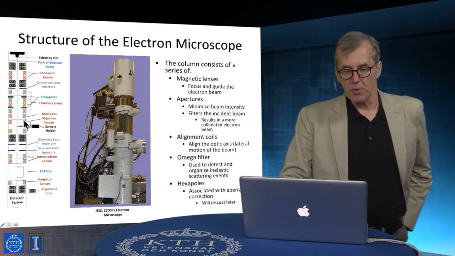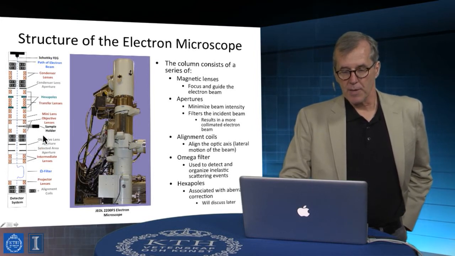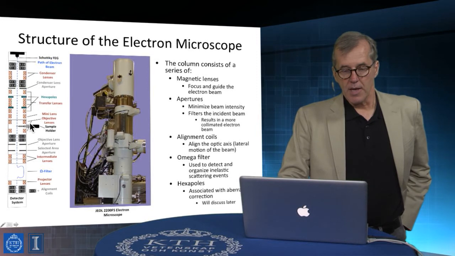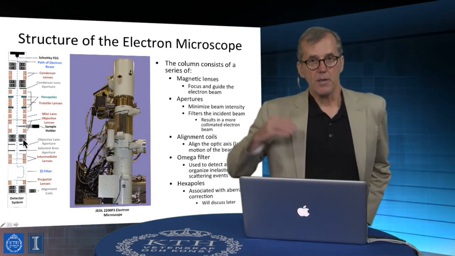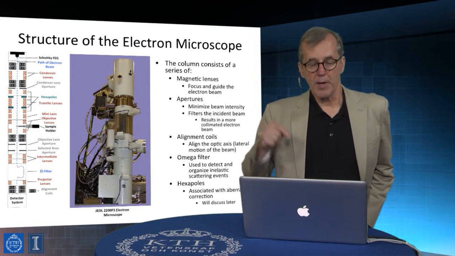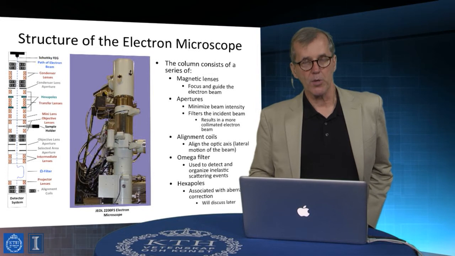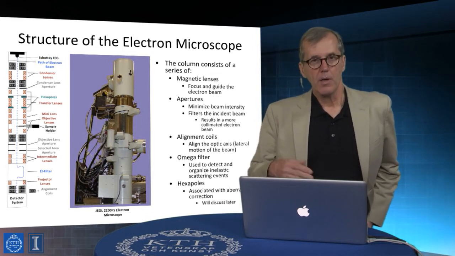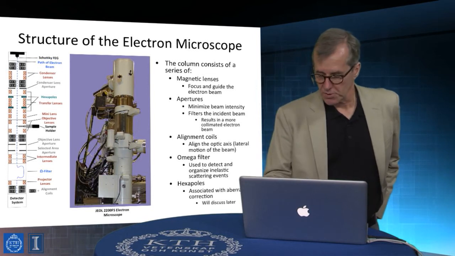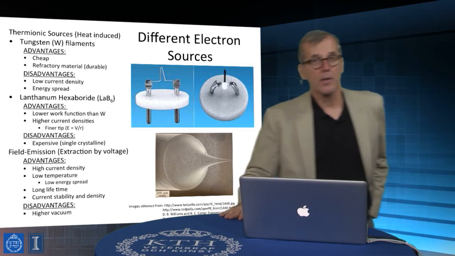And so, for example, you'll notice there's a label here that says objective lens, and there's another label here that says objective lens, and that actually turns out to be important to determine whether or not a microscope is operating as a transmission electron microscope or a scanning transmission electron microscope, and we'll illustrate what those differences are in the next few slides.